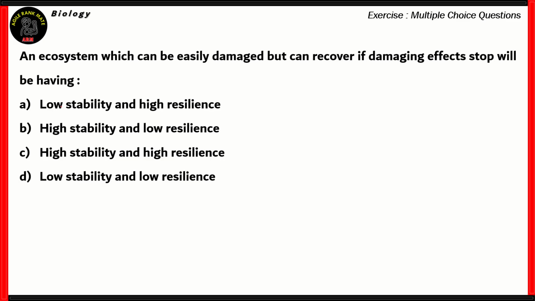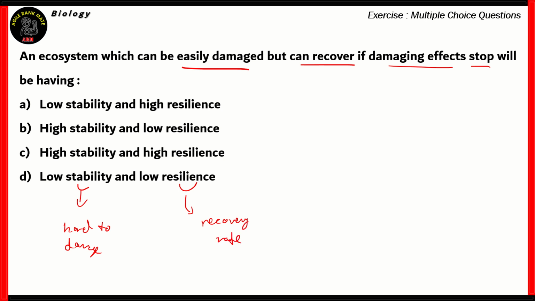Next question. An ecosystem which can be easily damaged but can recover if damaging effects stop will be having low stability and high resilience, high stability and low resilience, high stability and high resilience, as well as low stability and low resilience. So which of these is correct? For that, we need to understand the terms stability and resilience. Now, stability means hard to damage, and resilience means recovery rate. So in layman's terms, resilience refers to the recovery rate.